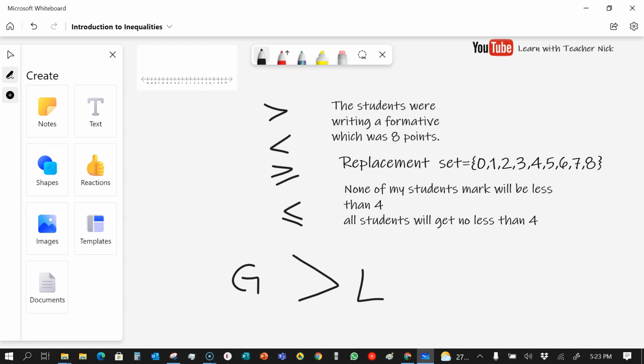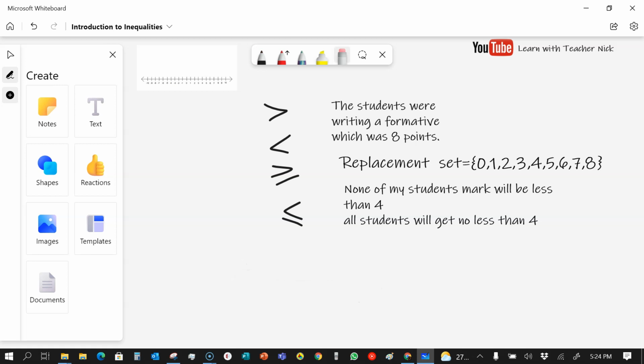So whichever you put on the left, it's greater according to this symbol here. So the left-hand side is greater. The opening means greater, and the closed part means less. All right, so that is very important to remember.